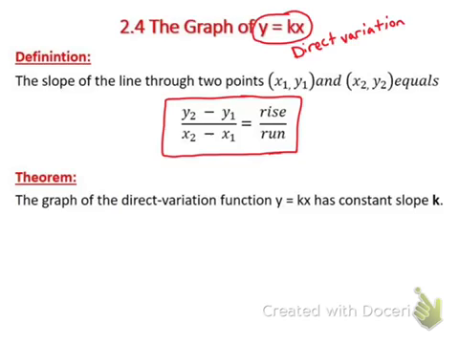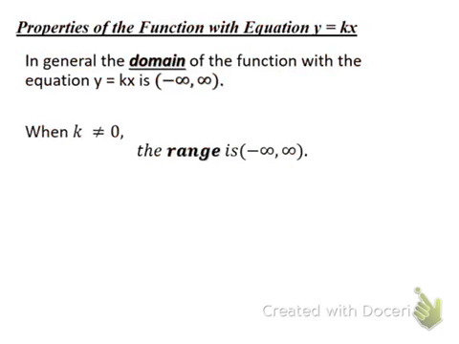The theorem here says the graph of the direct variation function y equals kx has a constant slope k. And when I taught direct variation, I mentioned this a couple of times, that the k value is essentially just your slope. The only thing new we're going to talk about here is with the y equals kx, or the direct variation functions, we're going to talk about something called domain and range.